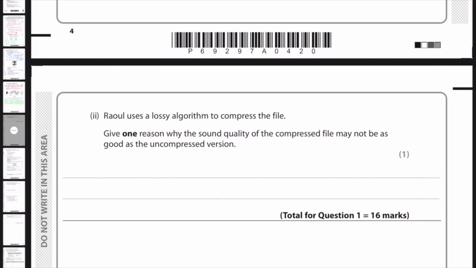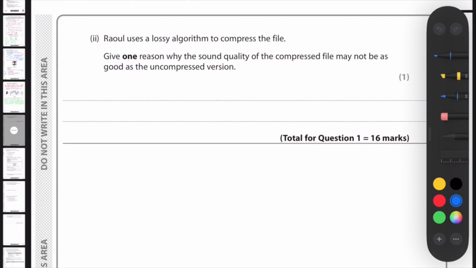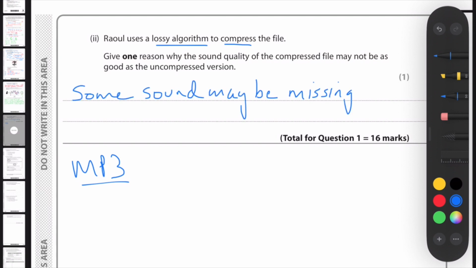And finally, for question 1, Raoul uses a lossy algorithm to compress the file. Give one reason why the sound quality of the compressed file may not be as good as the uncompressed file. Well, all MP3s, music files, have been compressed significantly. And basically what it means is that some sound may be missing some frequencies.